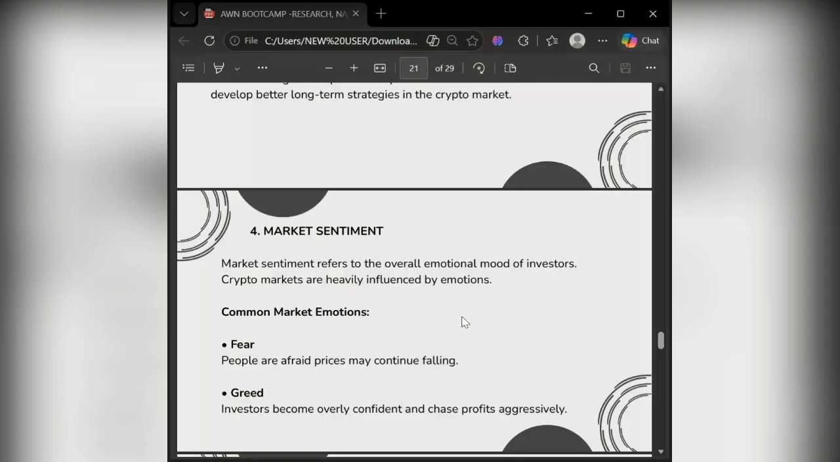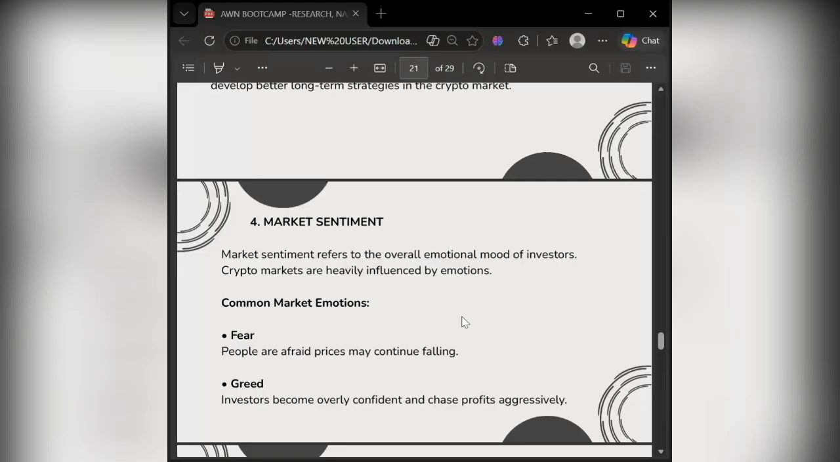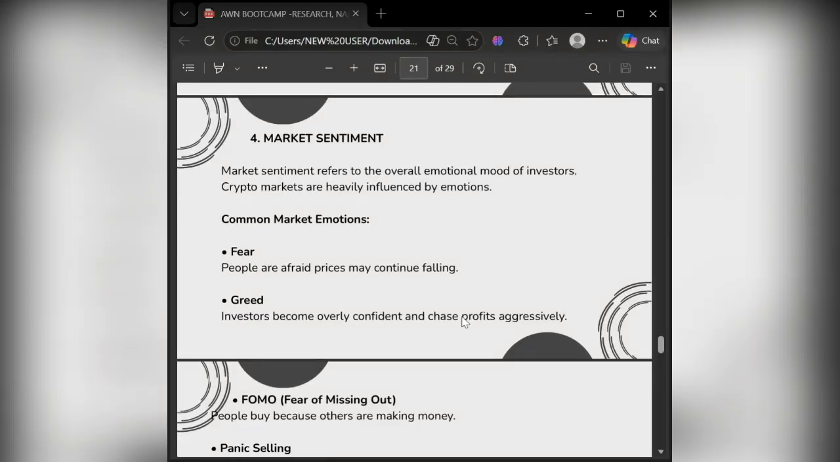Market sentiment refers to the overall emotions or mood of investors. The crypto market is heavily driven by emotions, lots of emotions. When I mean emotions, I mean big time emotions, right? If you can put the fear of missing out into investors, they will really pump money into your project. That's why I have FOMO here, fear of missing out, right? So let me just take it seriously the way it's listed here.